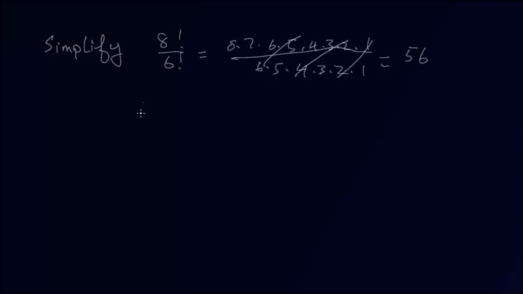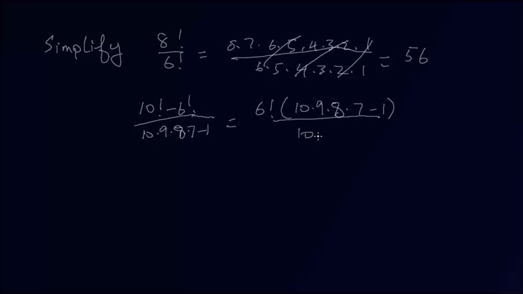Let's try another example. 10 factorial minus 6 factorial, divided by 10 times 9 times 8 times 7 minus 1. And so we look at this and we say, wow, the denominator looks pretty weird. The numerator also looks kind of weird. So what we can do is factor the numerator into 6 factorial times 10 times 9 times 8 times 7 minus 1, over 10 times 9 times 8 times 7 minus 1.